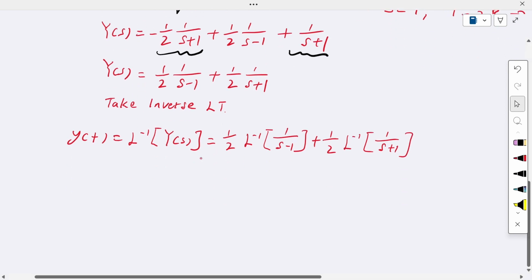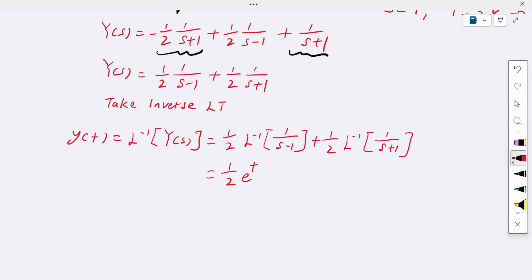Okay, so now in this case, we see here we have 1/2. So the inverse Laplace operator of 1/(x - 1) gives us the exponential term, which is e^(at). So a in this case is positive 1, so we get e^t. And then in this case, we have positive 1/2, so this one will give us e^(-t). Okay, so that is the solution.